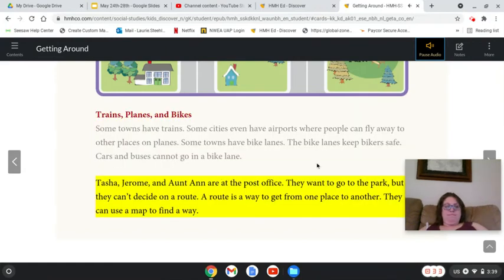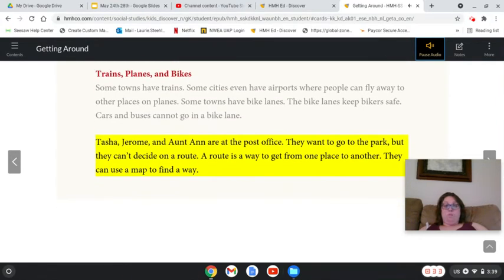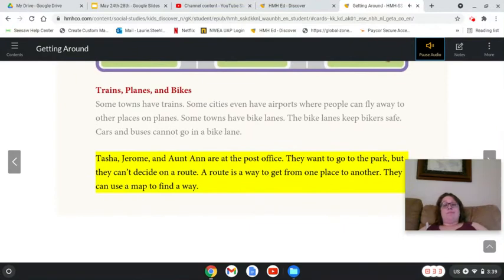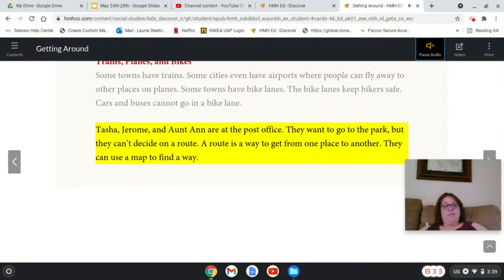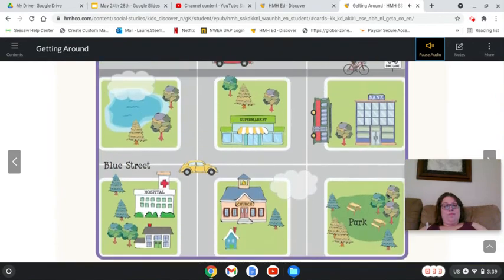Tasha, Jerome, and Aunt Anne are at the post office. They want to go to the park, but they can't decide on a route. A route is a way to get from one place to another. They can use a map to find a way.